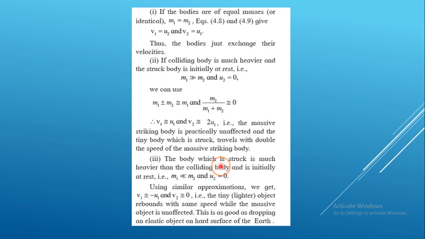There are a few particular cases for this. The first case is if the bodies are of equal mass, that is m1 is equal to m2, we'll get v1 is equal to u2, v2 is equal to u1.